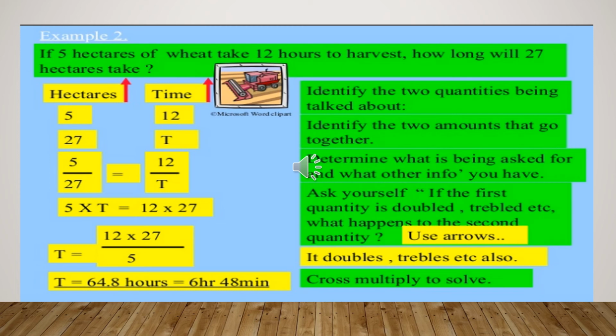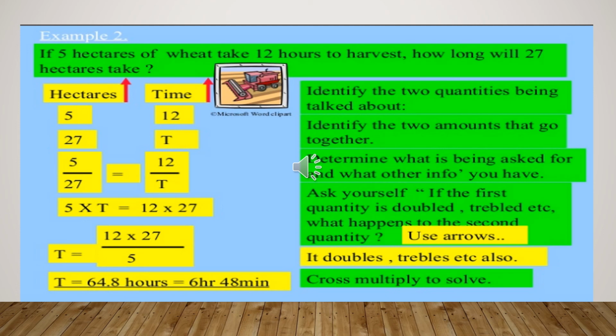Okay, so on the left hand side it's written hectares, and on the right hand side it's written time. Which means for 5 hectares it is taking 12 hours. So for 27 hectares, as the time is unknown, we are mentioning t over here. We just have to cross multiply them. We keep the unknown quantity on the left hand side, and shift the rest of the quantities to the right hand side. 12 and 27 are going to multiply, and then we are going to divide by 5. So you are going to get 64.8 hours. It means 6 hours 48 minutes.